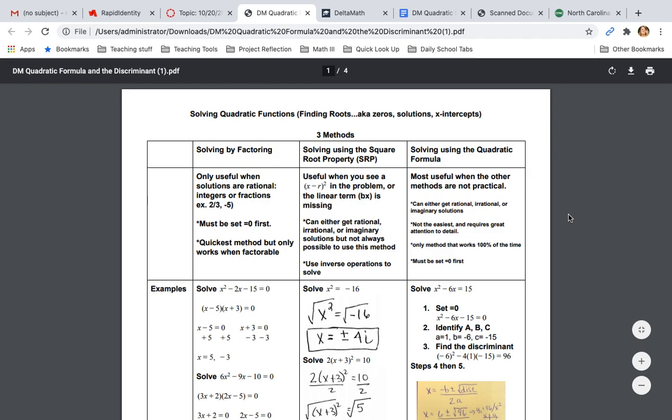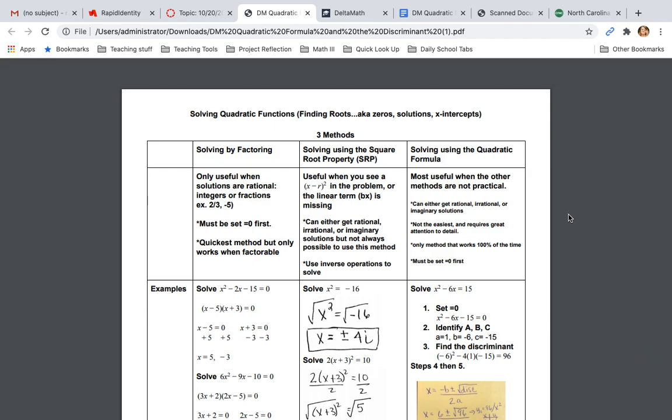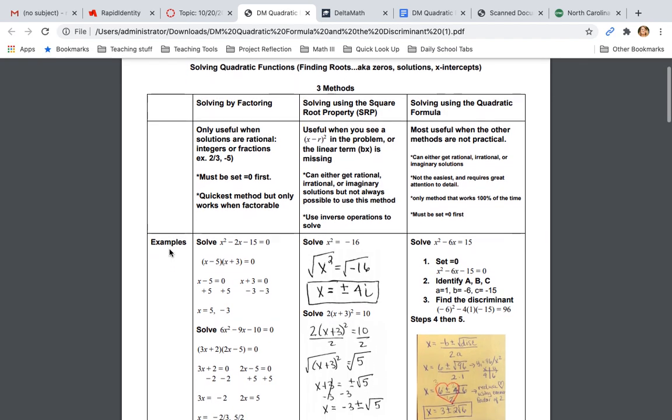This is not something I expect you to take notes on, okay? This actually is a concise compilation of the methods that we have thus learned, solving by factoring, and then solving using the square root property, and then the last method we're going to teach, which is solving using the quadratic formula. I give you hints about which method is best. So let me just quickly recap.